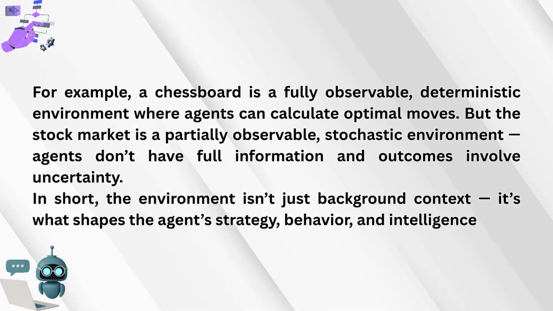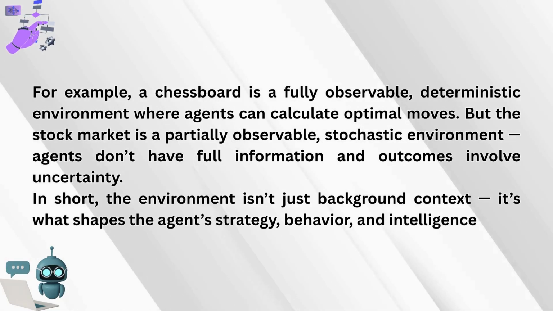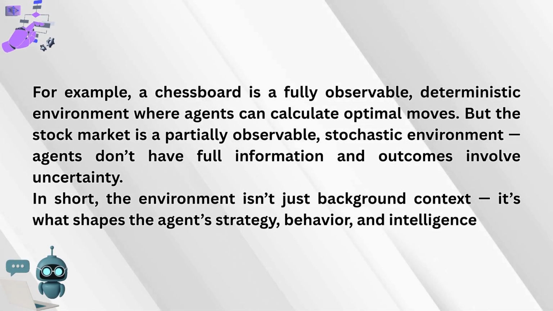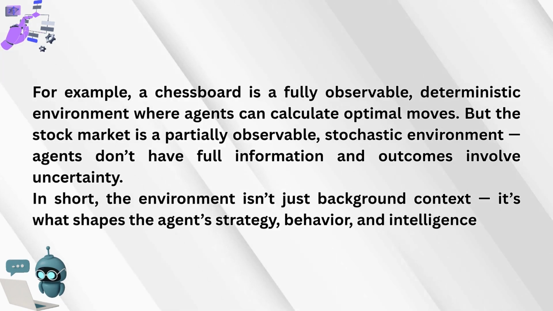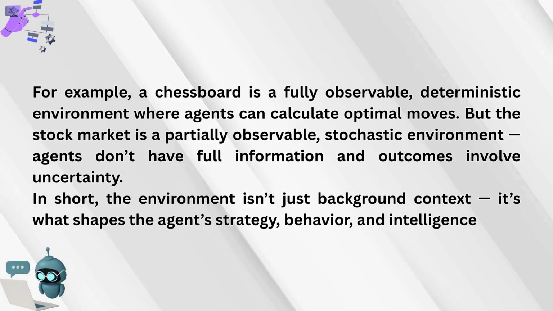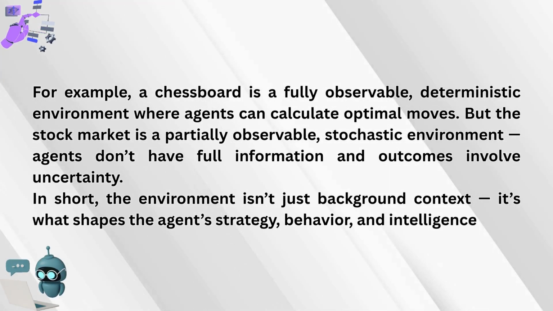For example, a chessboard is a fully observable, deterministic environment where agents can calculate optimal moves. But the stock market is a partially observable, stochastic environment. Agents don't have full information and outcomes involve uncertainty. In short, the environment isn't just background context. It's what shapes the agent's strategy, behavior, and intelligence.